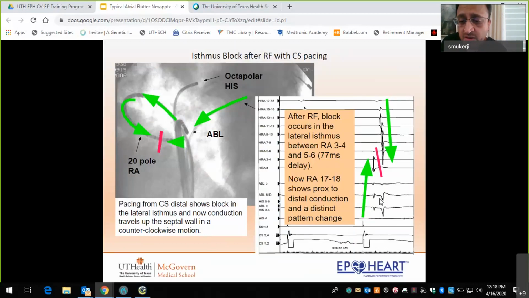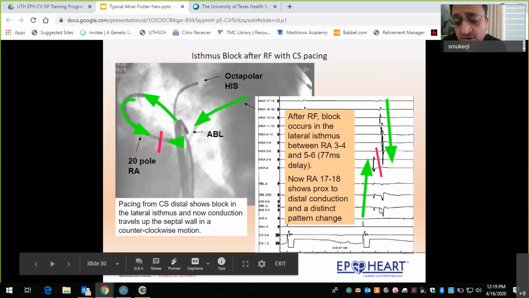But the other numbers are for bidirectional block, which is 120, and double potential, which is 110 milliseconds. So if we've achieved both these, you've achieved 2 out of 3 in a sense, you're done with the ablation.